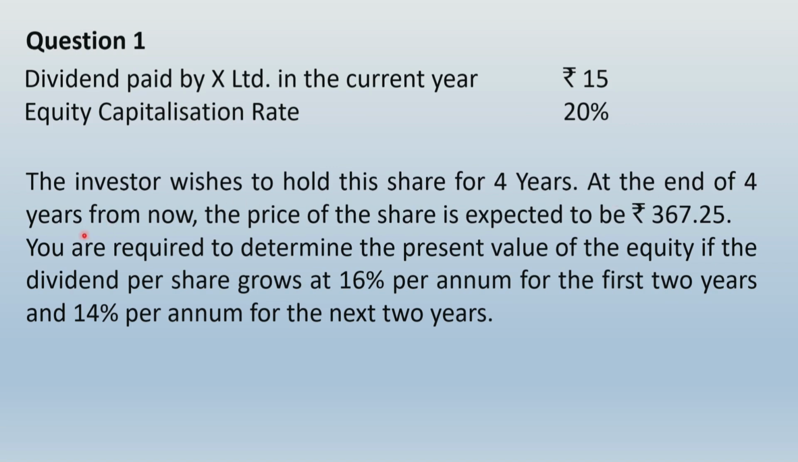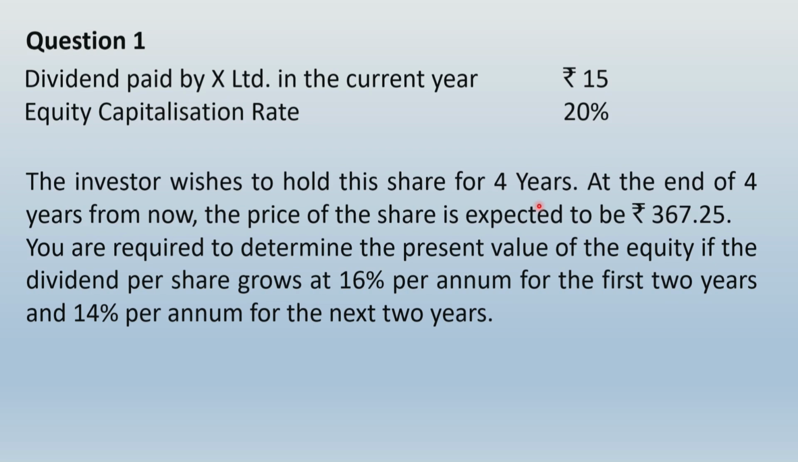At the end of 4 years from now, the price of this share is expected to be rupees 367.25. You are required to determine the present value of the equity if the dividend per share grows at 16% per annum for the first 2 years and 14% per annum for the next 2 years. Now do you notice one thing? This is the dividend paid by X Limited in the current year, meaning this is D0, and the holding period appears to be 4 years.